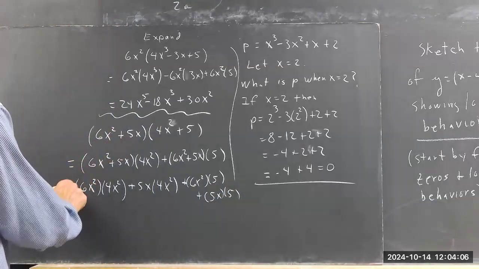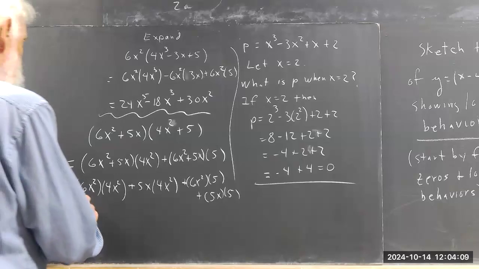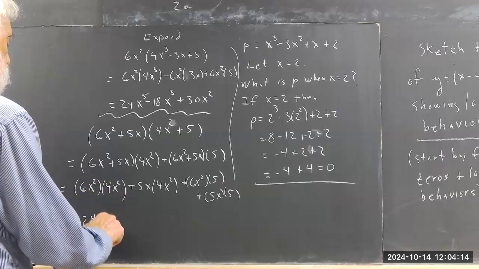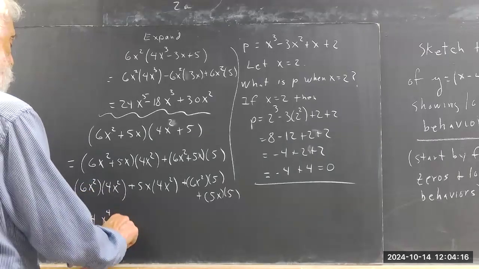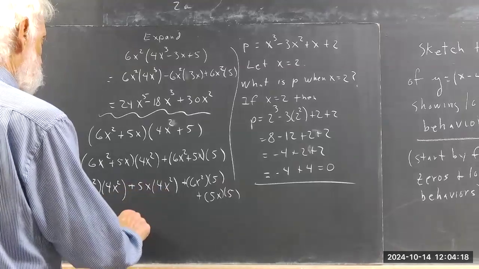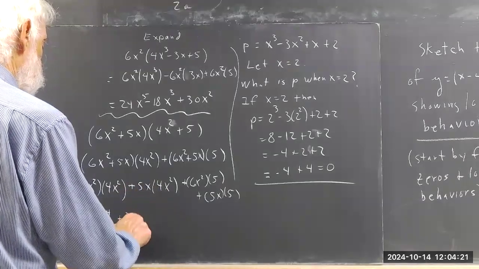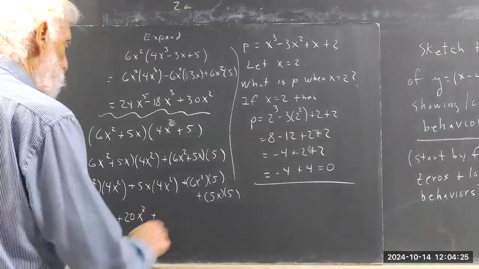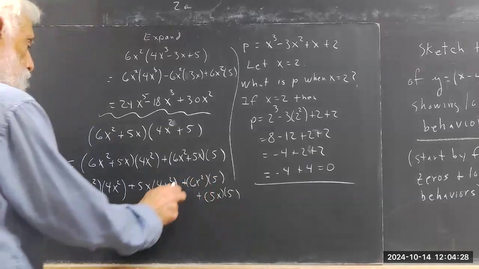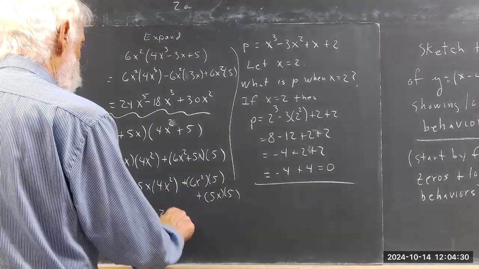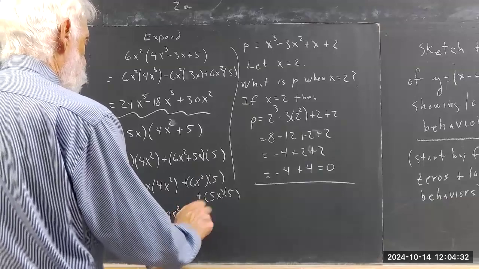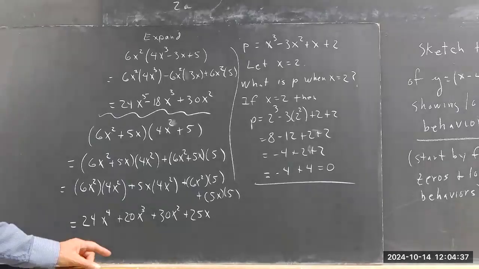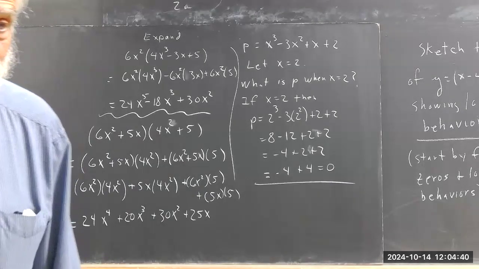So this equals this equals this equals 6 times 4 is 24. X squared times x squared is x to the 4th. And 5x times 4x squared, 5 times 4 is 20. X times x squared is x cubed. And 6x squared times 5, well, 6 times 5 is 30. You still got the x squared. And 5x times 5 is 25x. And that's it. And I think that's what I saw.